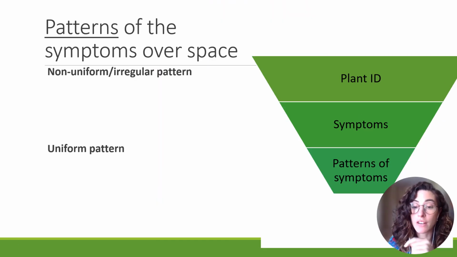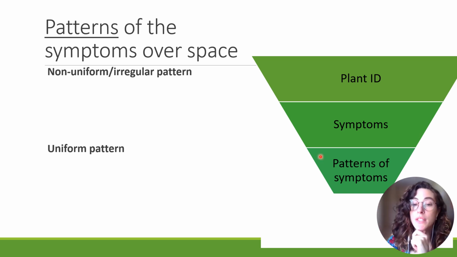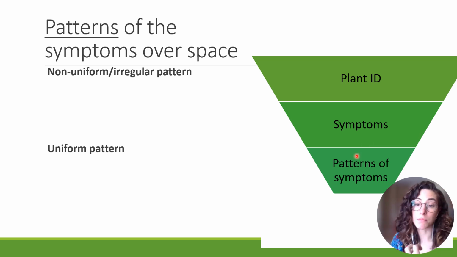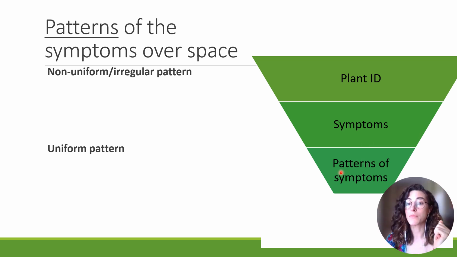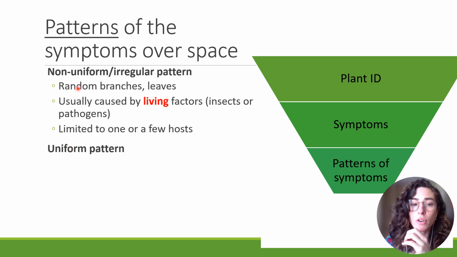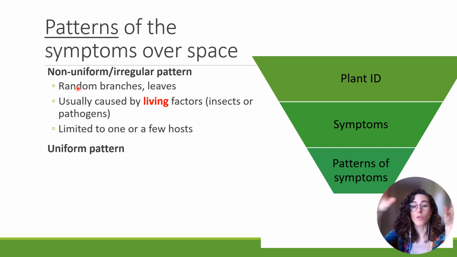Now, the second P of our diagnostic process is patterns, and this is the most critical step in the diagnostic process. It's also the most annoying step, mostly because patterns can be a little bit subjective, but I'm going to give you some overarching general patterns just to help you understand what I'm talking about. So in general, we can put patterns into two categories: non-uniform or irregular symptoms showing up, or uniform symptoms showing up. With non-uniform, that's going to mean random branches, random leaves, just sort of sporadically sprinkled, not only within the host, but across a landscape.